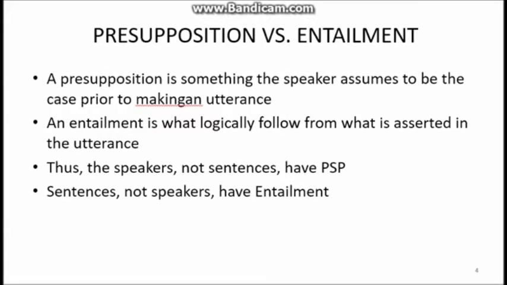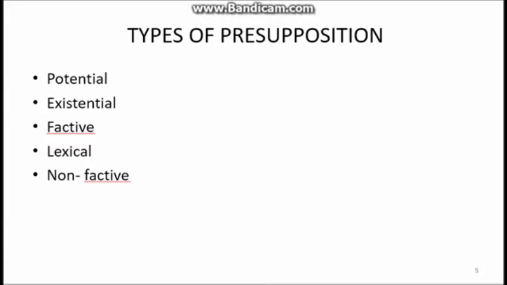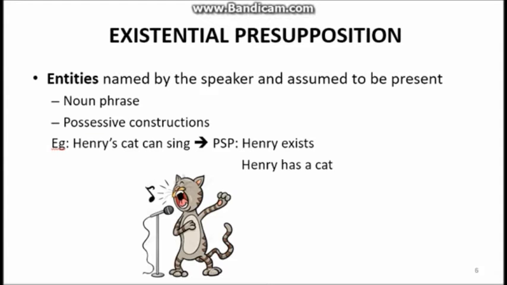There are types of presuppositions: existential, factive, lexical, and non-factive. So the first one is existential presupposition. It is normally entities named by the speaker and assumed to be present. So it is usually associated with noun phrases and possessive constructions. Here is an example. Henry's cat can sing, so we can presuppose that Henry exists and Henry has a cat.